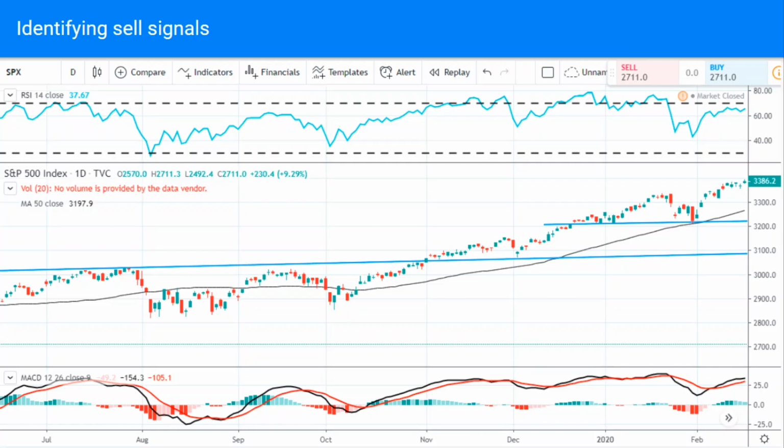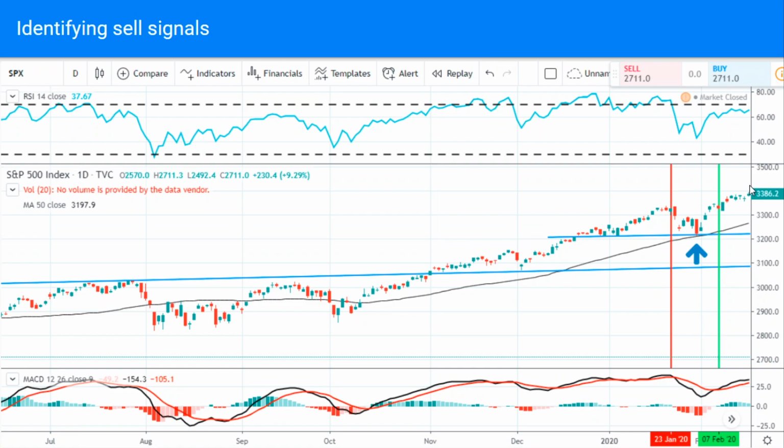So now, how do we identify sell signals? Now, coming to the most recent time period, we can see over here that the market kept going higher from October through late February, right? And this is where it broke the upper trend line. It kept going higher, came back to test it, kept going higher. And now we're just going to see some of the indicators that we can utilize.